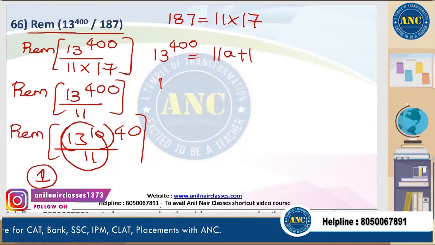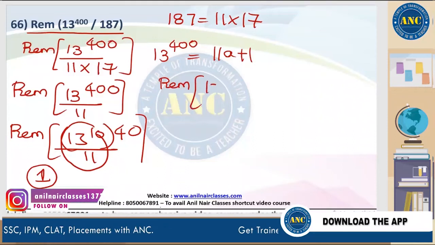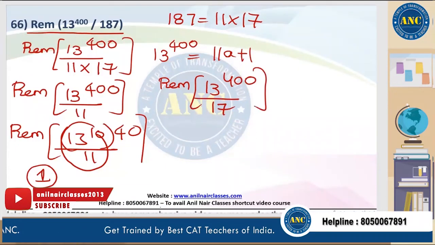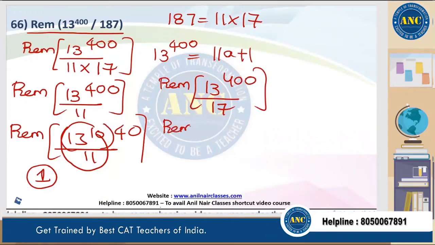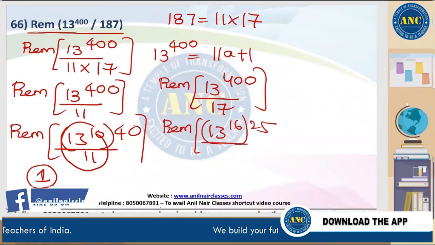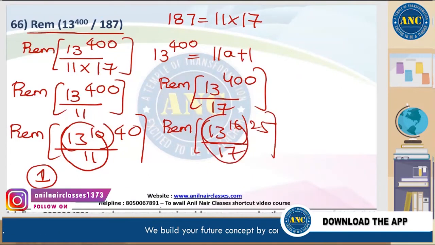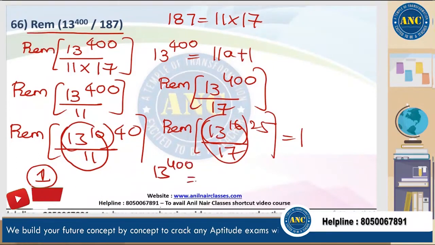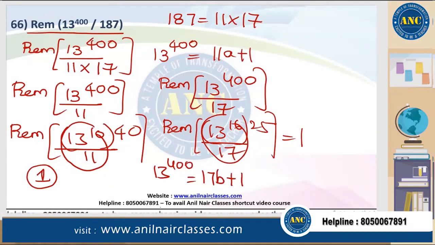Next one, 17. 13 power 400 when divided by 17. 17 is also a prime number. So the numerator power will be 16, and 25 divided by 17. Again it is 1. So 13 power 400 is 17b plus 1.